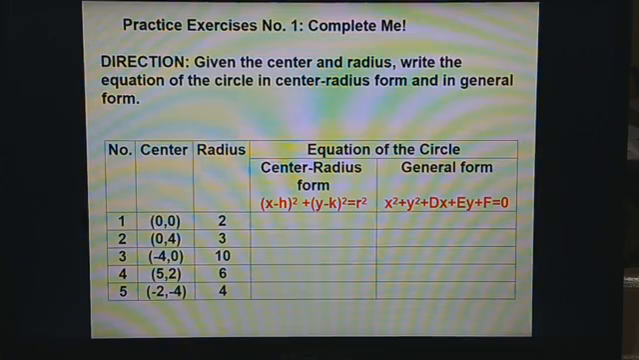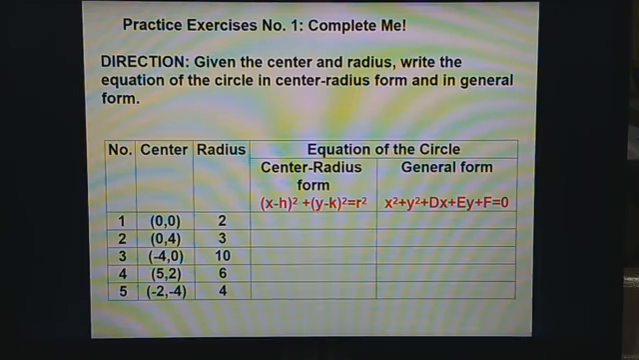So, to review, the center radius form of the equation of the circle is written in the form the quantity x minus h squared plus the quantity of y minus k squared equals r squared, wherein h and k represent the center of the circle and then r is for the radius. Then the general form is written as x squared plus y squared plus dx plus ey plus f equals 0.